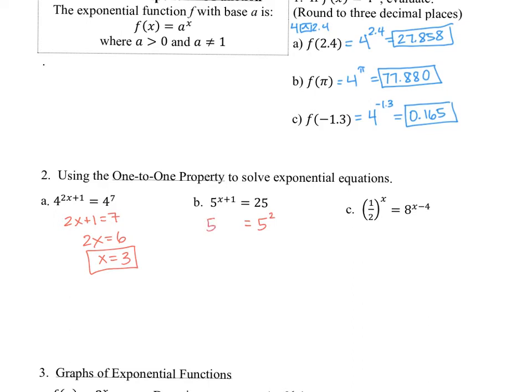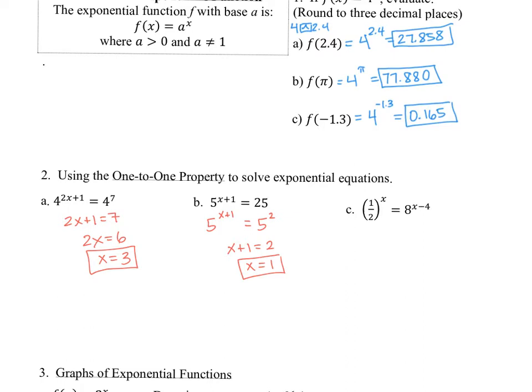Now they do have matching bases. Because they have matching bases, they must have matching exponents. This is the one-to-one property. So it must be true that x plus 1 is equal to 2. Minus the 1, I get x equals 1. We're going to do one more with the one-to-one property.